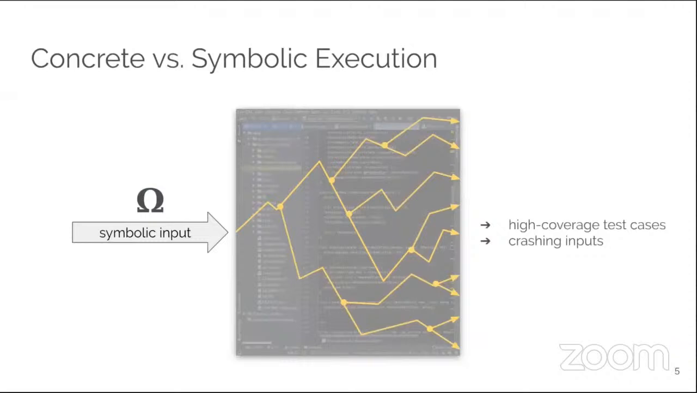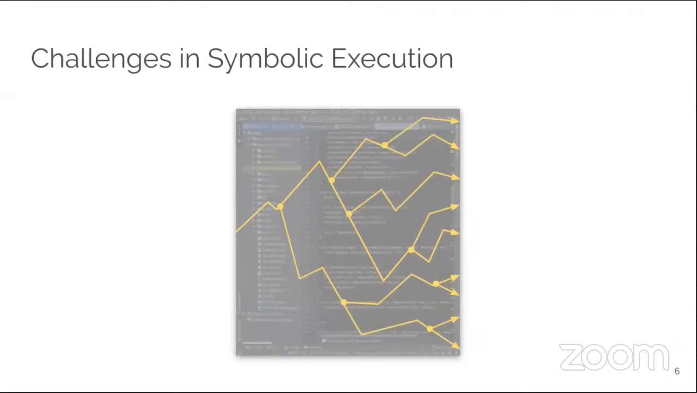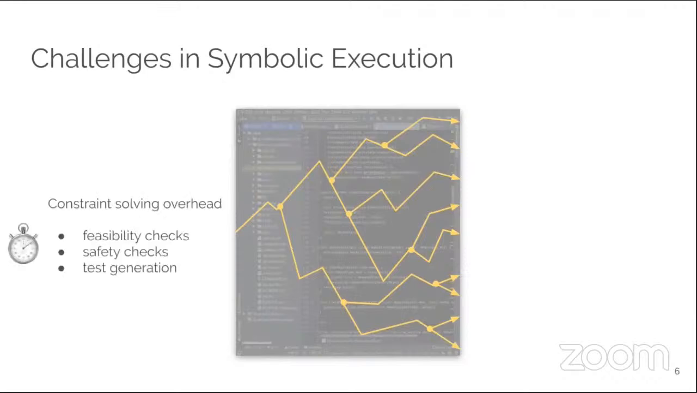Symbolic execution faces 2 major challenges. The first one is constraint solving overhead. For every new branch, a symbolic execution engine has to check its feasibility. On critical instructions, such as divisions, assertions, or memory accesses, it performs safety checks, and when a path terminates, it generates concrete test cases. All of this is done with the help of an SMT solver.